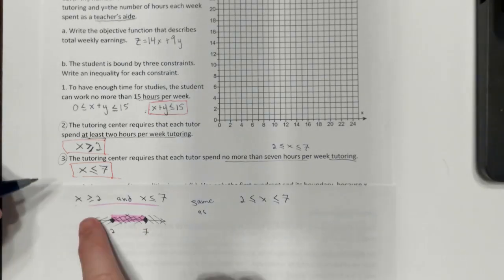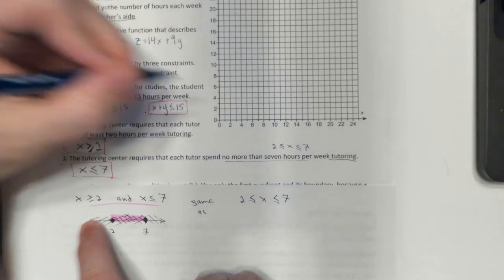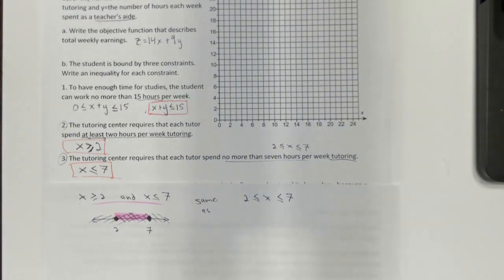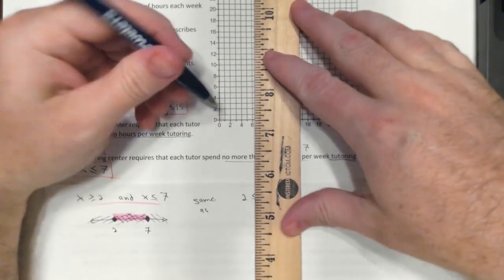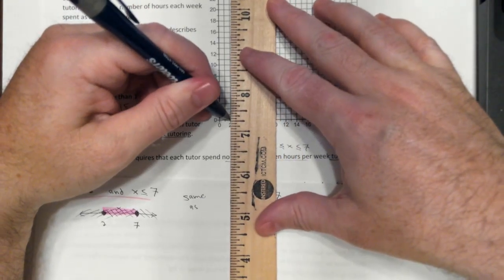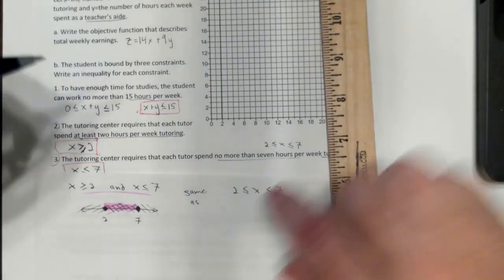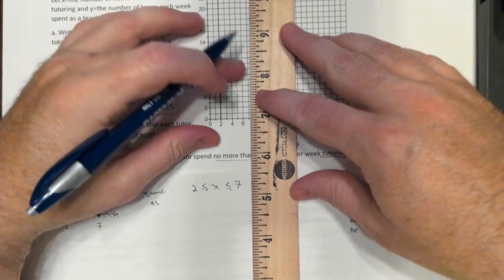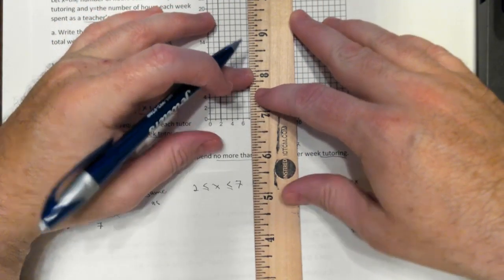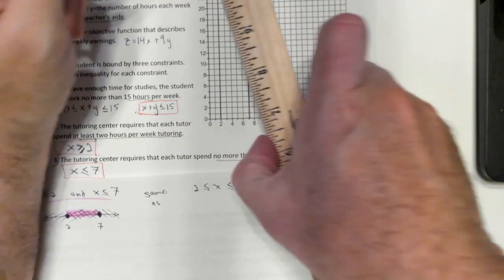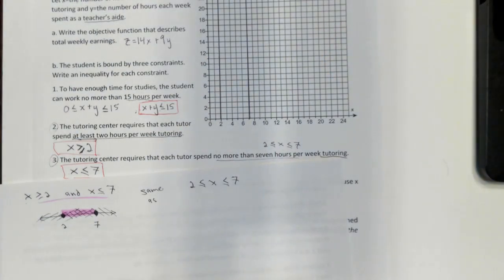All right. x equals 2 is a vertical line. So even if you don't want to do it this way, we'll do it this way. x equals 2 is a vertical line. x equals 7 is a vertical line. And because it's less than or equal to or greater than or equal to, we use solid lines.